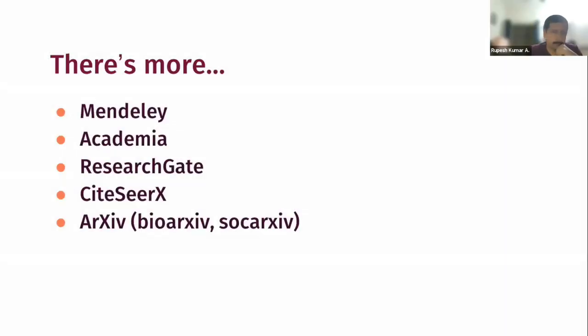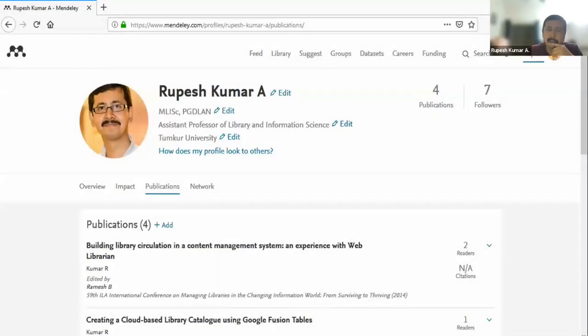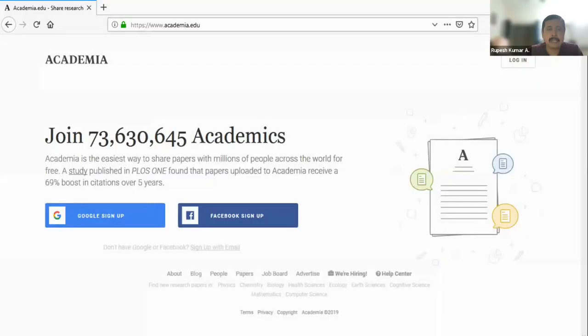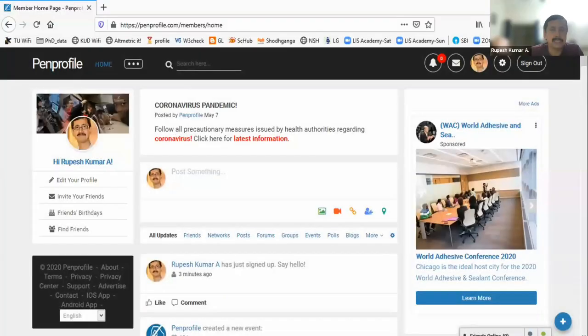And wait, there is more. We also have academic social networking sites like Mendeley, academia.edu, researchgate.net, for which you need an institutional email address. Also preprint sites, X, arXiv, and subject-specific archives like bioRxiv, SocArXiv, etc. So you can create a free account. You can upload the details of all the publications on Mendeley, on Academia, on ResearchGate. All these can be done.